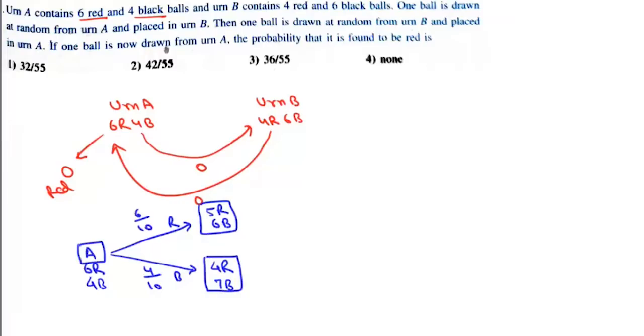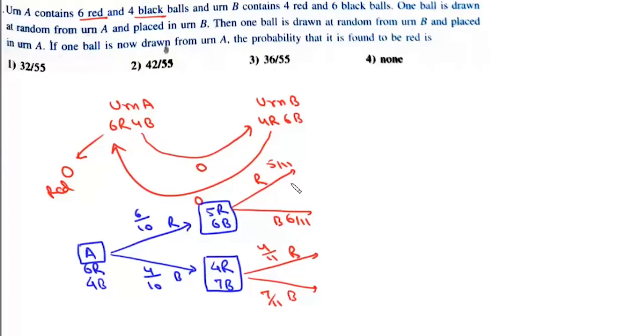Now again from B, we have transferred one ball back to A. Now the ball transferred is red or black, and again here it could be either red or black. Now it'll be red with the probability 5 by 11 and black with the probability 6 by 11, and here it is red with the probability 4 by 11 and black with the probability 7 by 11.